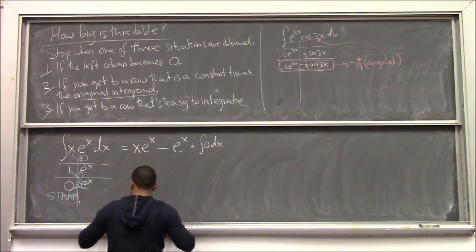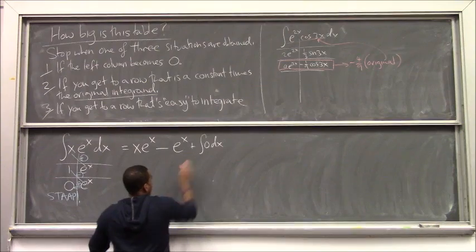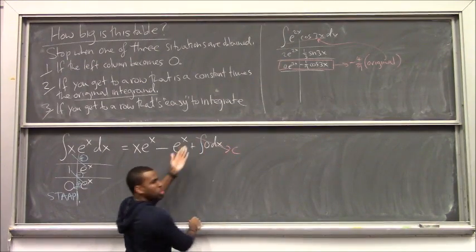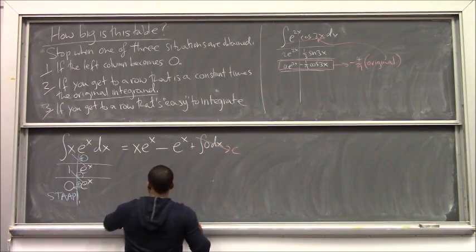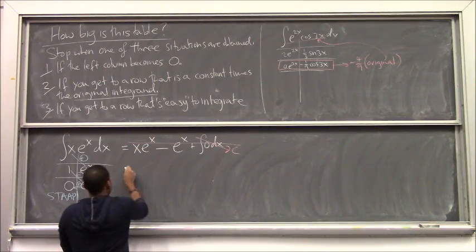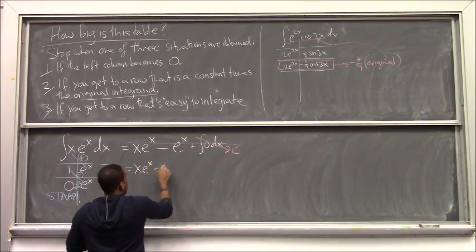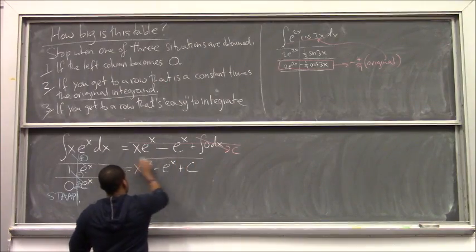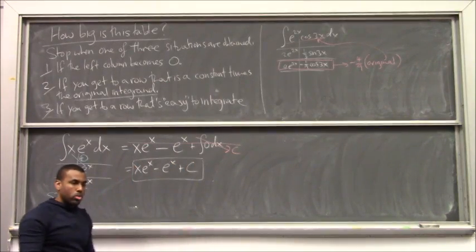But usually, of course, you know that's just a constant. So most of the time we don't even write that. We wouldn't even write this most of the time. We just go straight into the fact that this is going to be x e to the x minus e to the x plus a constant. Same answer we got before.